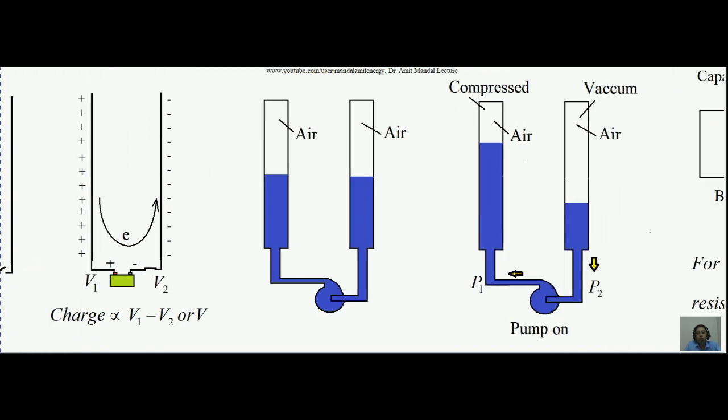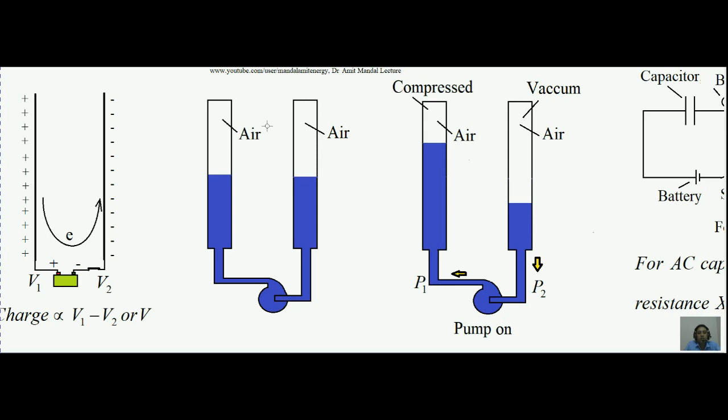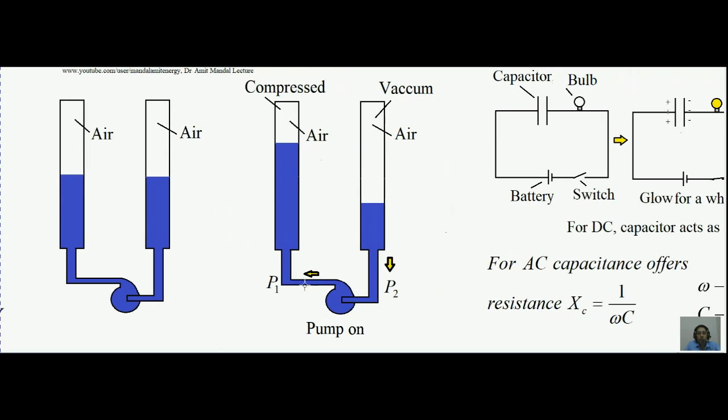This can be understood with the help of this device. You can see these are two tubes which are closed at the ends, and water is filled inside, and air is also there over the water level. This is the pump. Right now the pump is on, so it will develop a pressure difference. The pump will pull the water from the right tube and push it toward the left tube.